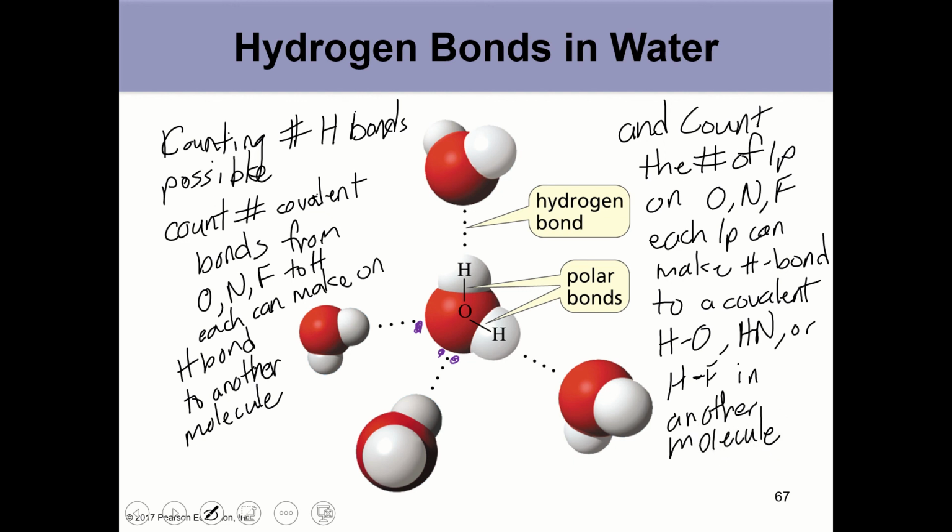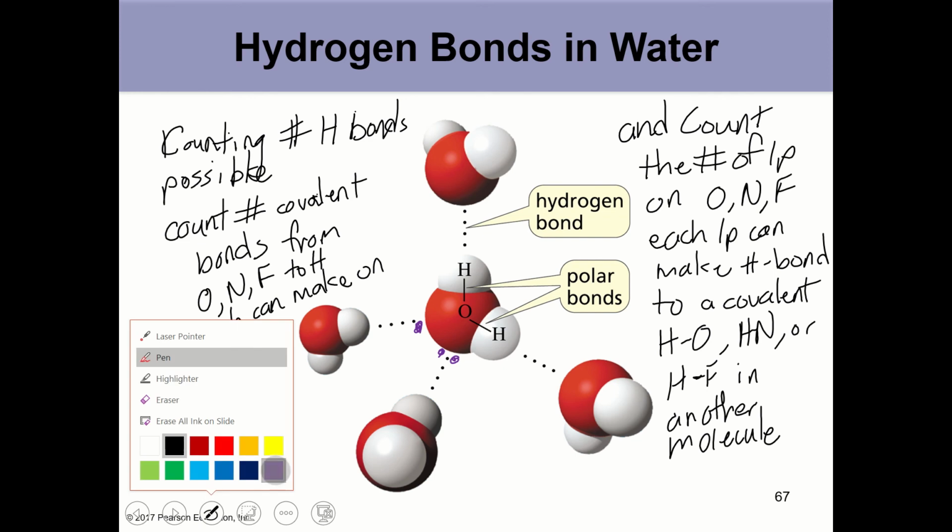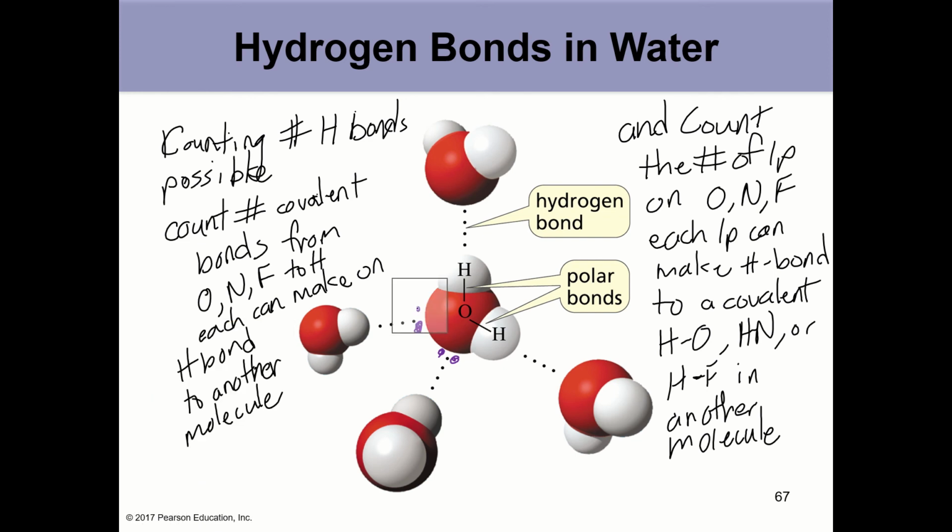So we can show here that for each covalent bond from oxygen to hydrogen, we form one hydrogen bond, and for each lone pair of the oxygen, we form one hydrogen bond.